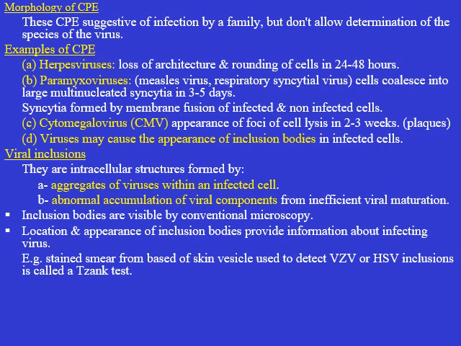For example, we can take a stained smear from the base of a skin vesicle used to detect inclusion bodies of varicella zoster virus or herpes simplex virus. This test is called the Tzanck test.